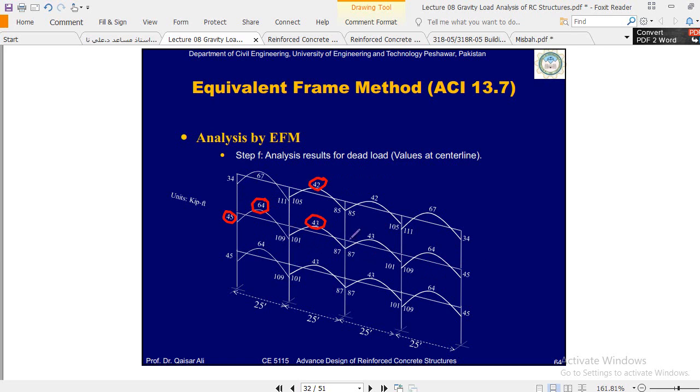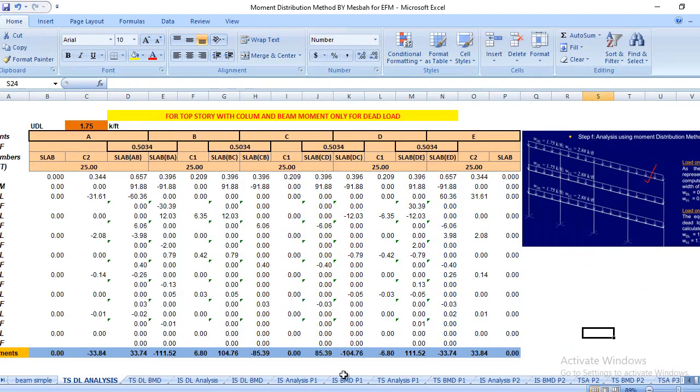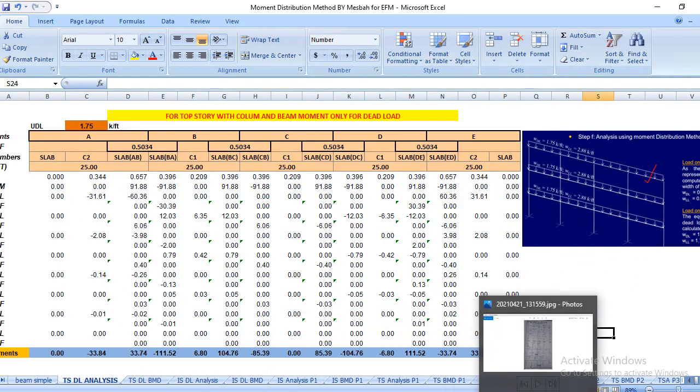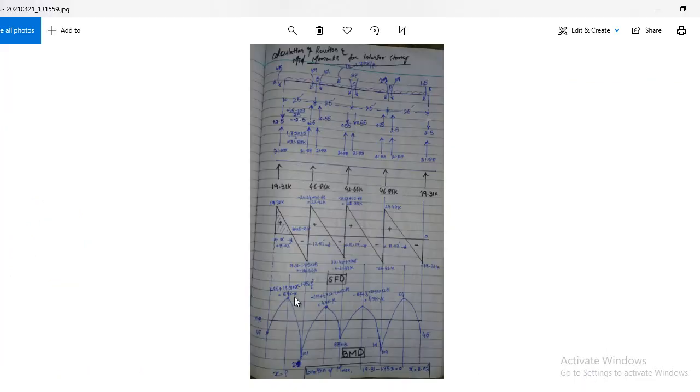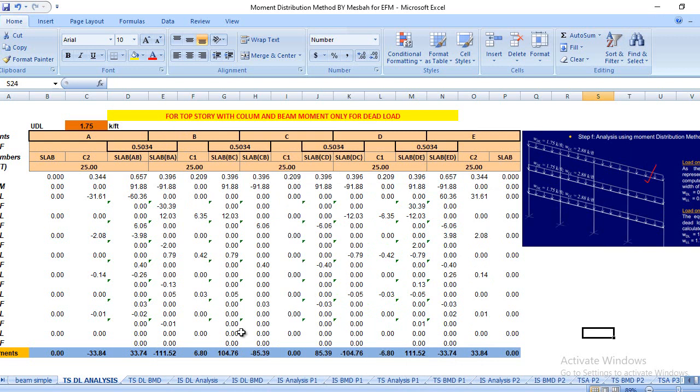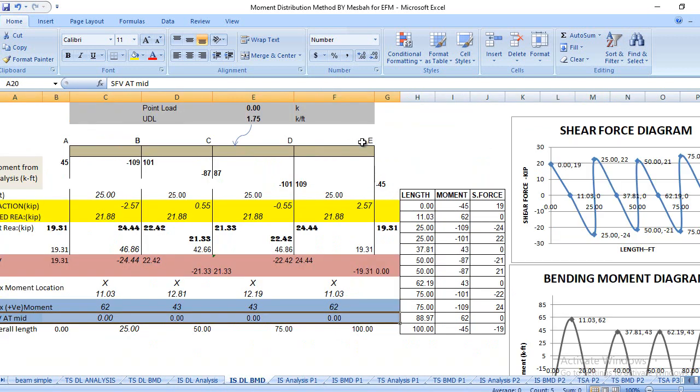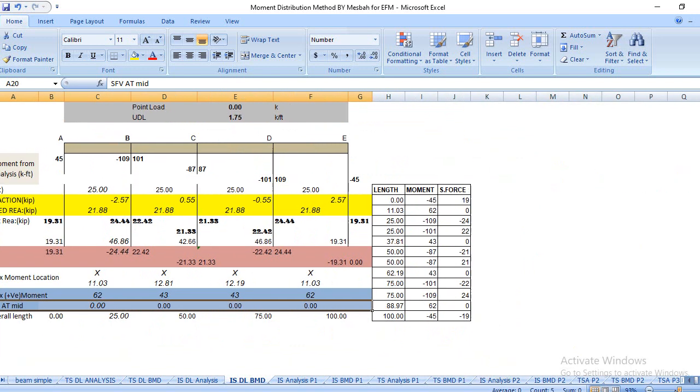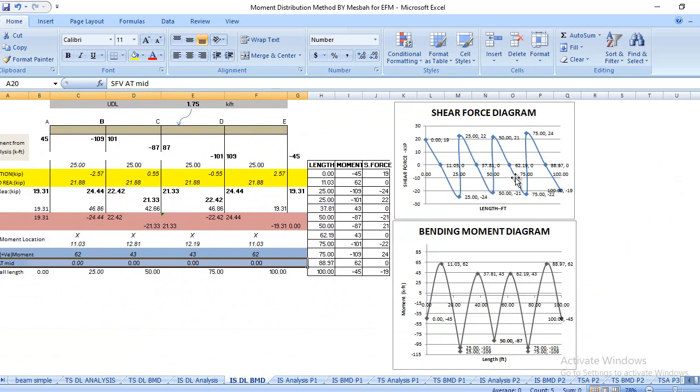Now you have to repeat the same procedure for the top story, and you have to find this 67, this 42. Clear? This is a very lengthy calculation, that's why, for the whole calculation which I share with you people, I tried myself to make this easy, and I summarized this whole calculation in my Excel sheet. So you see here the moment distribution diagram, the shear force diagram and the bending moment diagram. Clear?